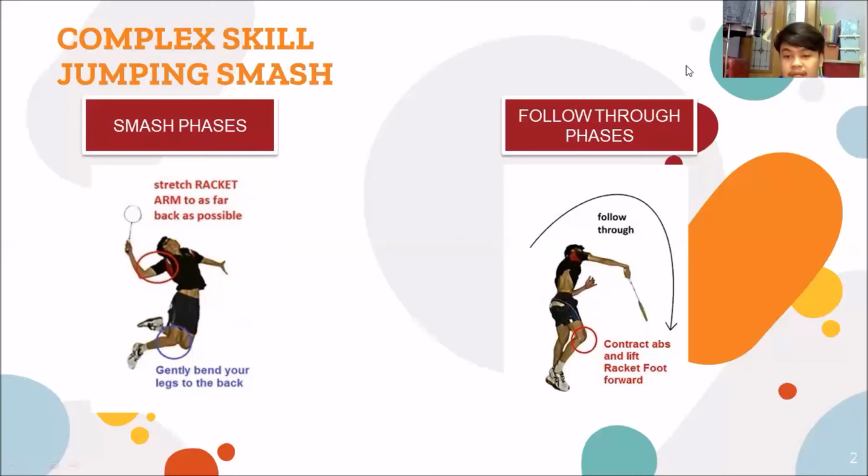Okay, we go to the last phase, which is the follow through phase. The first step in the follow through is, after you hit the shuttle in the smash phase, your racket will move forward while in the air. This movement is called the follow through. Then the second step is that after that you will maintain the body balance and recover. So the 4 phases in the complex skill are very important for the right technique of the jumping smash.